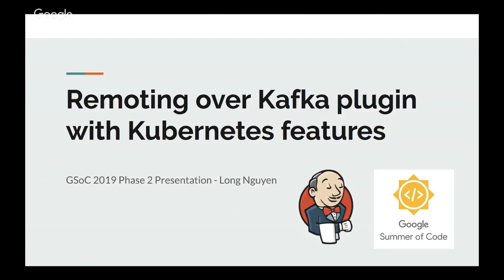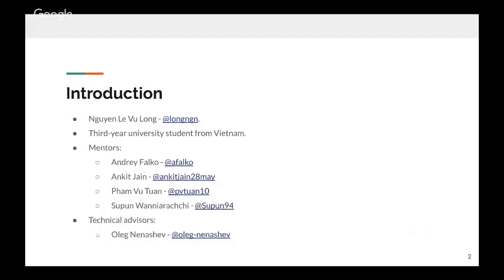Okay, thank everyone. So today I'd like to present about phase 2 of my project, remoting over Apache Kafka with Kubernetes feature. Before we begin, I'd like to reintroduce myself. I'm Long. I'm from a university in Vietnam, and for the project, my mentors are Andre, Ankit, Vũ Thuấn, Supun, and Oleg is also a technical advisor.